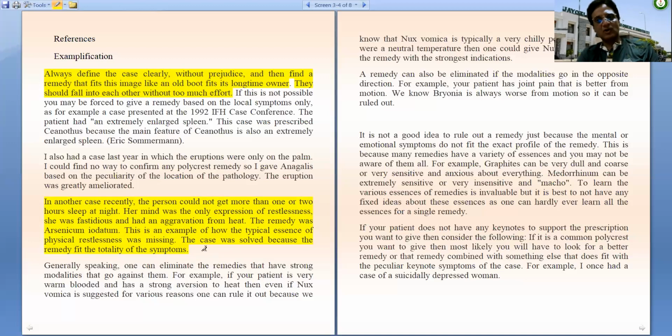So we have talked about various ways of prescribing in the previous lecture, out of which one was totality. Now, generally speaking, one can eliminate the remedies that have strong modalities that go against them. For example, if your patient is very warm-blooded and has a strong aversion to heat, then even if Nux vomica is suggested, you can rule it out.